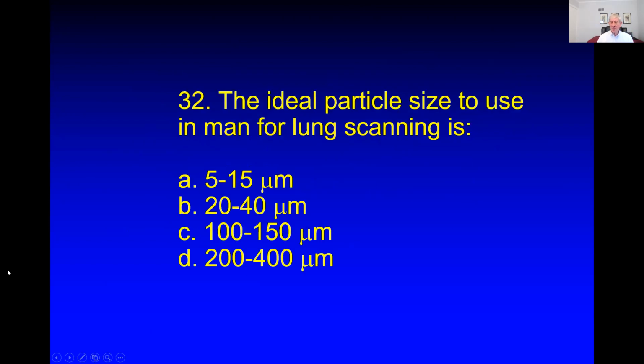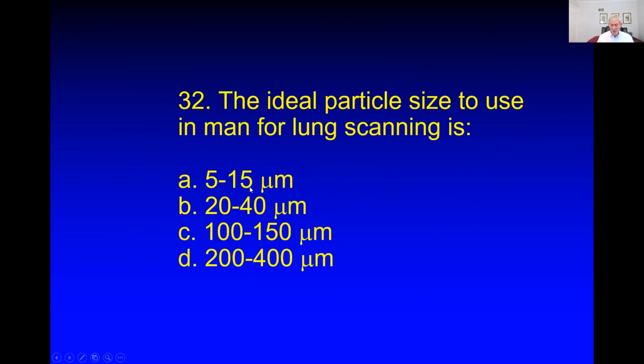The ideal particle size to use in humans for lung scanning is... Now, we remember that for MAA, the mandatory range is 10 to 90. This is not asking that. It's asking what is the ideal particle size? Which one is it? It has to be B, because that's the only one that falls within 10 and 90. All the rest of them are outside of it.